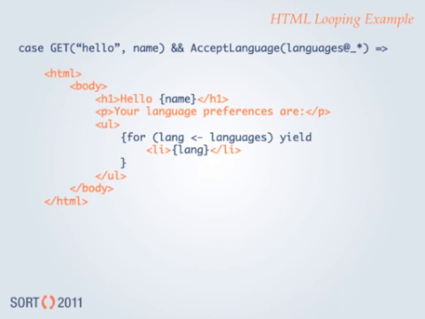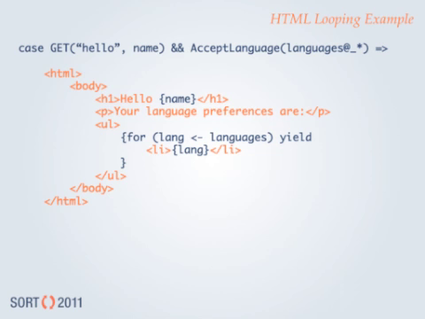So let's have a look at a loop. How could we do a loop? Well, again, we'll just say we want a block of code at a certain insertion point, and then we just do a normal for loop. In this case, we're extracting all the language values from the accept language list that our browsers have sent us, and we're going to list them out.